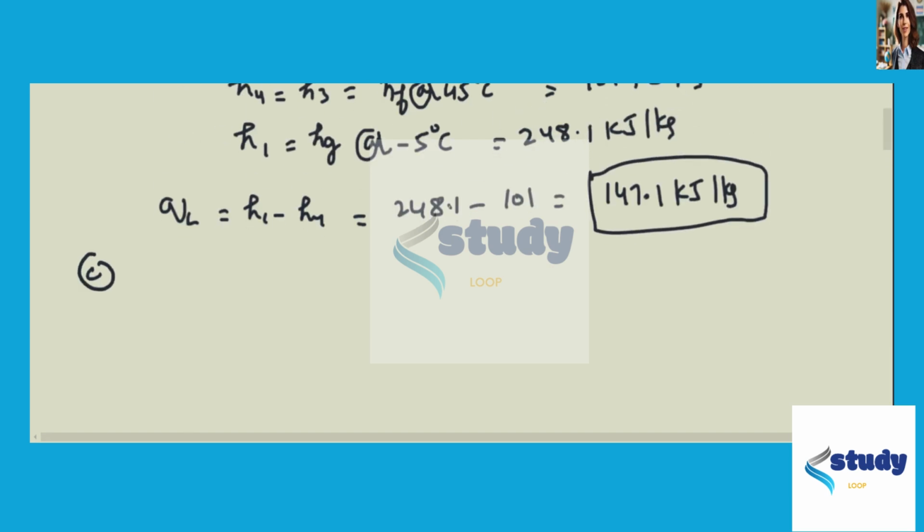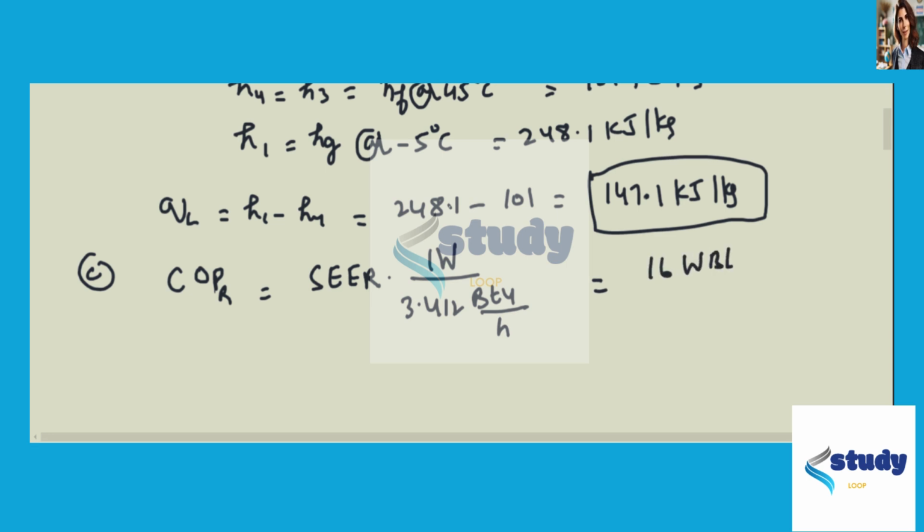C. Coefficient of performance of air conditioner is equal to SEER, 1 watt upon 3.412 BTU per hour, that is 16 BTU per hour upon 3.412 BTU per hour, so it is 4.689.